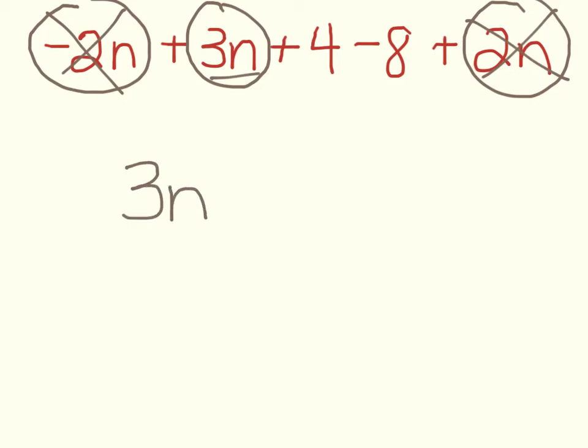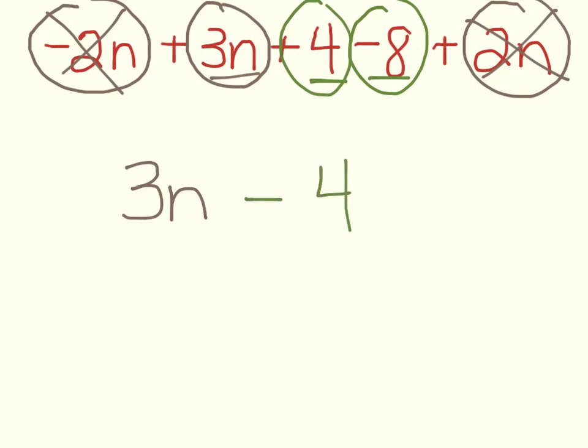Now my other like terms, I see I have a plus 4 and a negative 8. Those are both normal numbers, so I can put those together. 4 plus negative 8 would leave me with negative 4. So I can either write that as minus 4, or I could have written 3n plus negative 4. It says the same thing because remember, subtracting is adding the opposite.